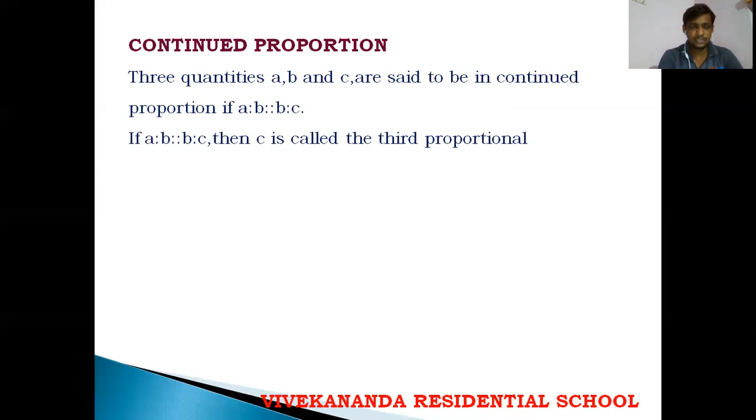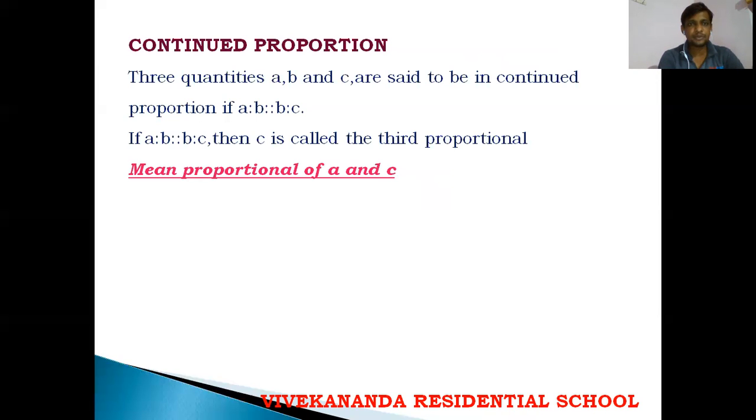If A is to B is proportionate to B is to C, then C is called the third proportional. If three numbers are there, C is called the third proportional. B is the same in the first ratio and the second ratio, so this is common. A is first, B is second, and C is the third. So that is about the continued proportion.